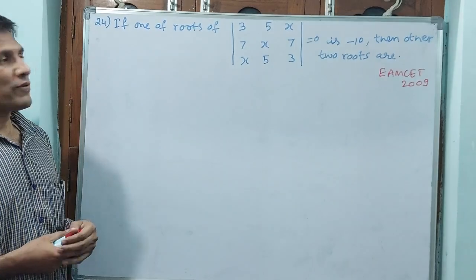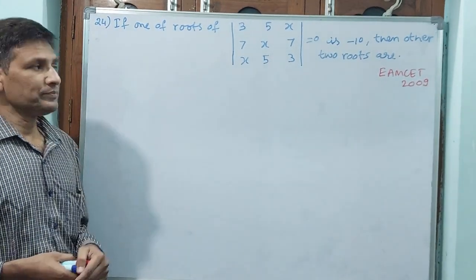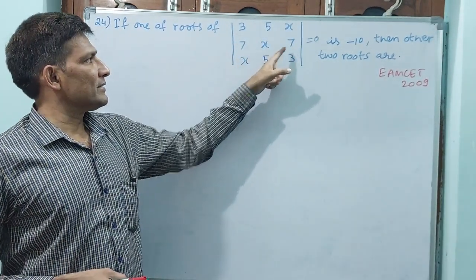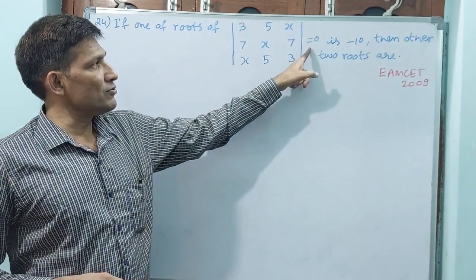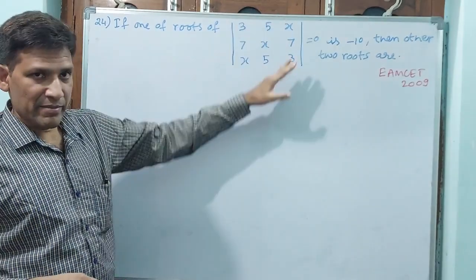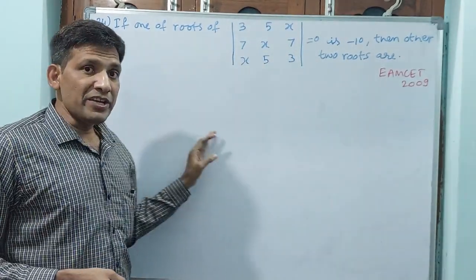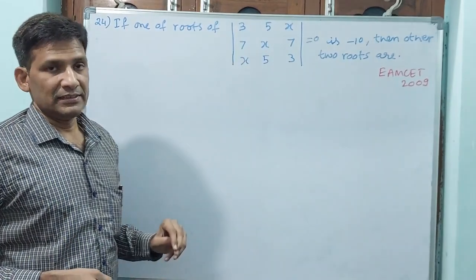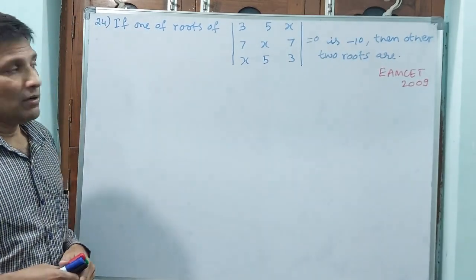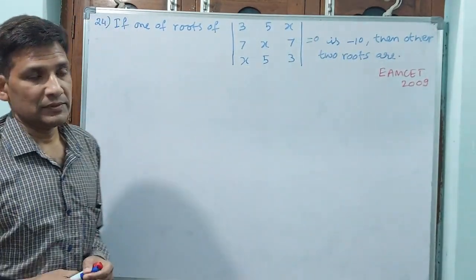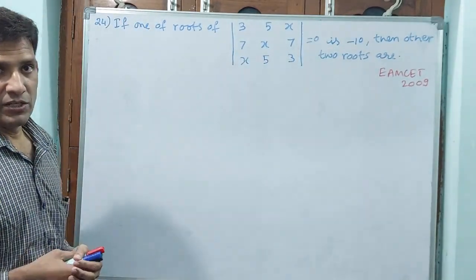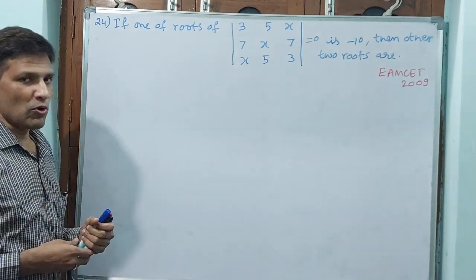Okay, see question number 24. This is the 2009 question. If one of the roots of the determinant with rows 3, 5, x; 7, x, 7; x, 5, 3 equal to 0 is minus 10. That means if you find the determinant delta, it will come in equation form. Why? Because x is there. That equation equal to 0. One root they have given, minus 10. They are asking for another 2 roots, so this may be a cubic equation. That is why they are asking 2 more roots.